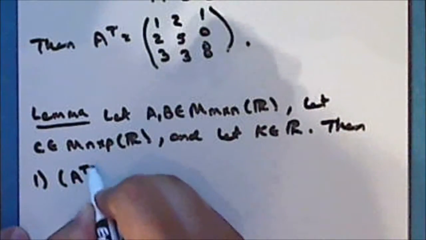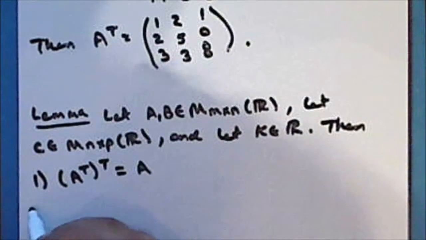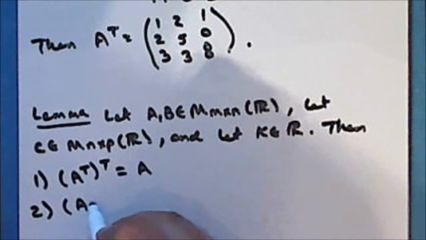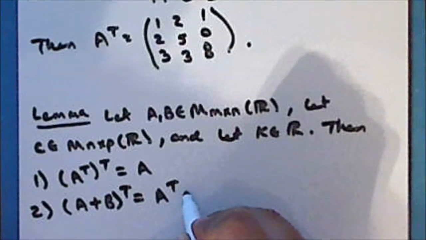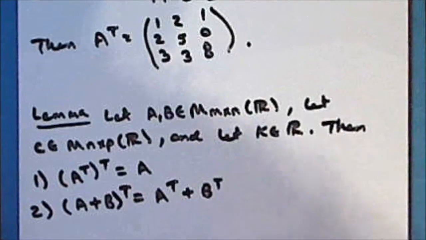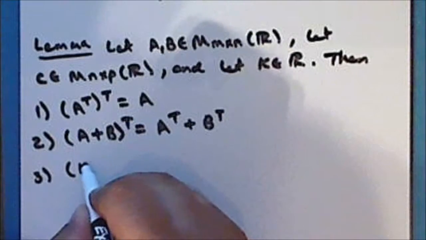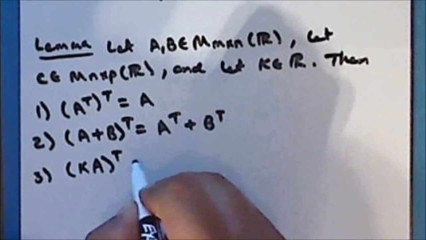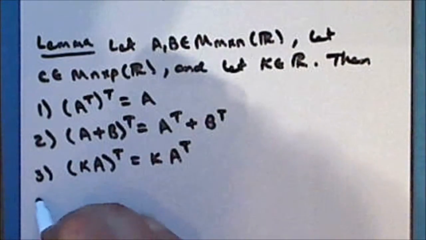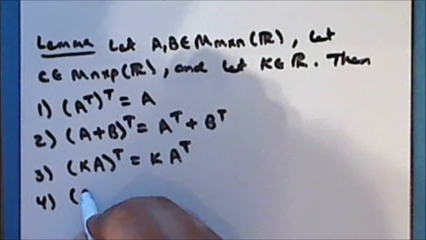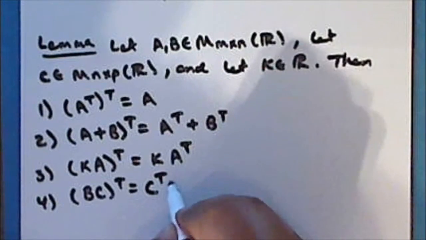the transpose of the transpose of A is the matrix A. The transpose of a sum is the sum of the transposes. The transpose of a scalar multiple is the scalar multiple of the transpose. And the transpose of a product is the product of the transposes in reverse order.